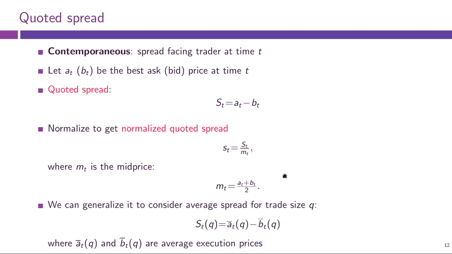And if you are concerned that this spread only accounts for the best quotes, and we do not know what their sizes are, how many units they are valid for, then you can generalize this measure for any given trade size Q. Given the whole limit order book, if you know all the quotes at all times, then you can compute the price at which you can buy Q units of the asset at any given time, and the price at which you can sell Q units of the asset at any given time. And those would be the average ask and bid prices, respectively. And so you can compute the quoted spread for any trade size Q.